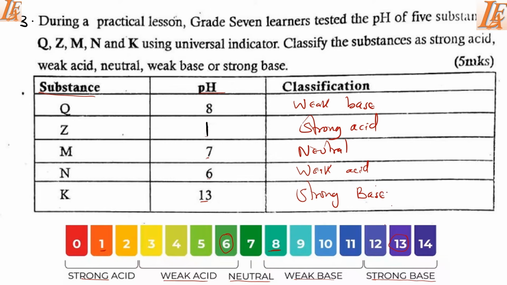So from 1 to 2, we have strong acids. From 3 to 6, we have weak acids. For pH value 7, it's a neutral substance. And from the pH value of 8 to 11, those are weak bases. And then finally, from pH value of 12 to 14, those are strong bases.